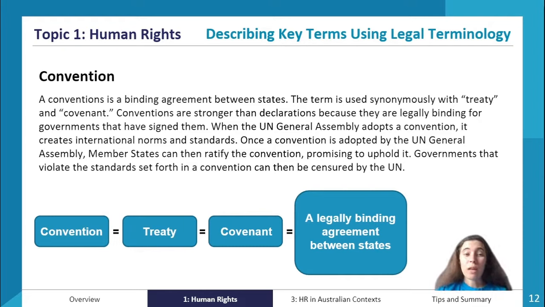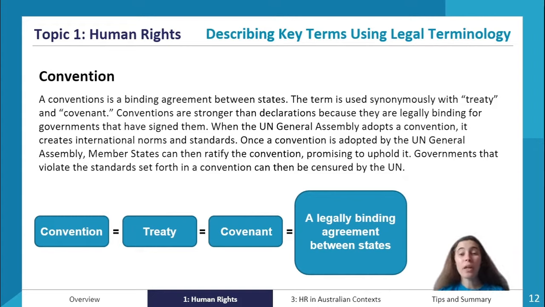So a convention as well is a binding agreement, and it's also used synonymously with those other terms. But conventions are stronger than declarations. So declarations is a different category because conventions are legally binding for any government that have signed them, whereas a declaration, when you think of that word, it's about declaring something, saying something, but that's not actually in writing. It's not an official thing that's binding.